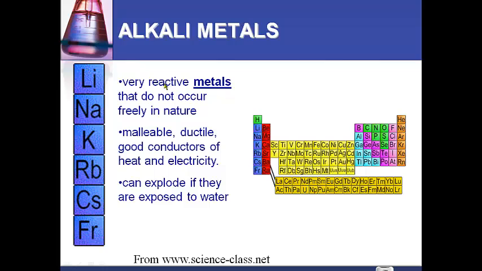Okay. The first group over here, the blue group, these are called alkali metals. These are metals that are very reactive, and they don't normally occur in nature all by themselves. Normally they're hooked up with another atom and they make a compound somehow. But these atoms are very, very bendable. Malleable means they're bendable. They're ductile, which means they're breakable. They're great conductors of heat and electricity, and they tend to explode if you put them in water. I love that part. So these are the alkali metals.